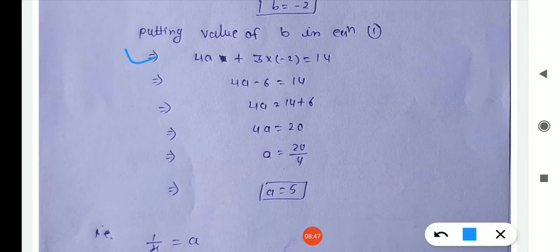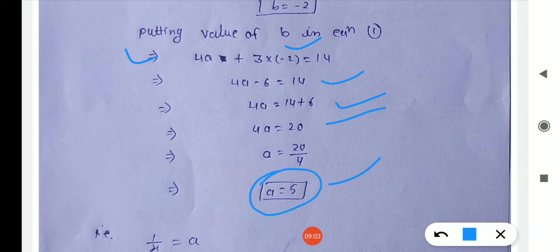So 4a plus 3 into y equals 14, and b is minus 2. So 4a minus 6 equals 14. So 4a equals 14 plus 6. So 4a equals 20. It means a equals 20 upon 4, that is a equals 5.